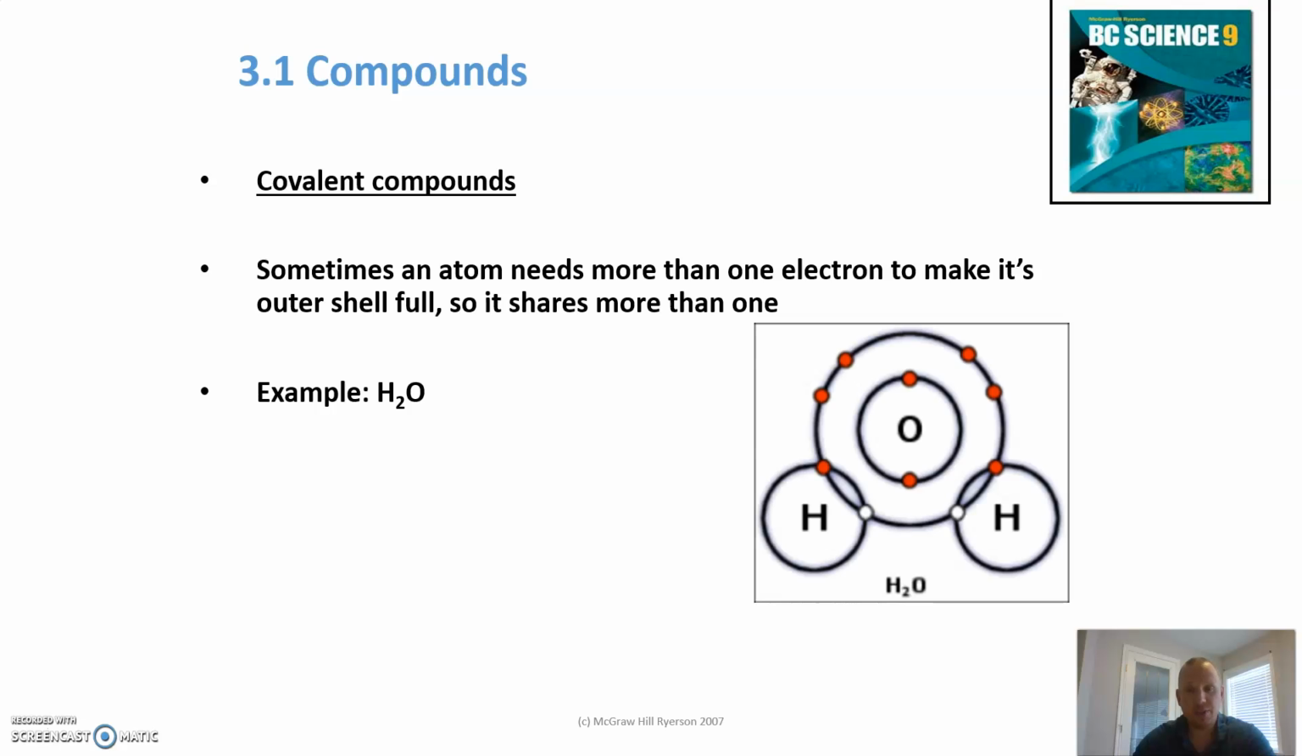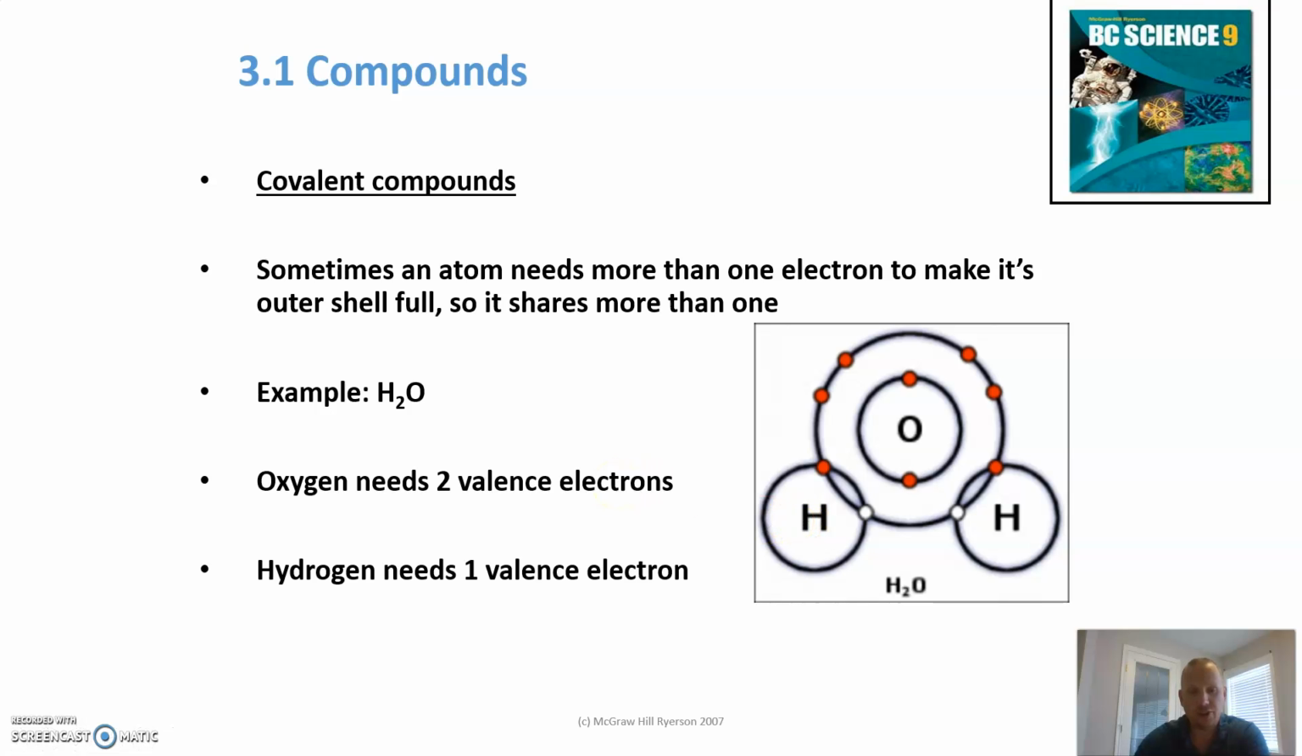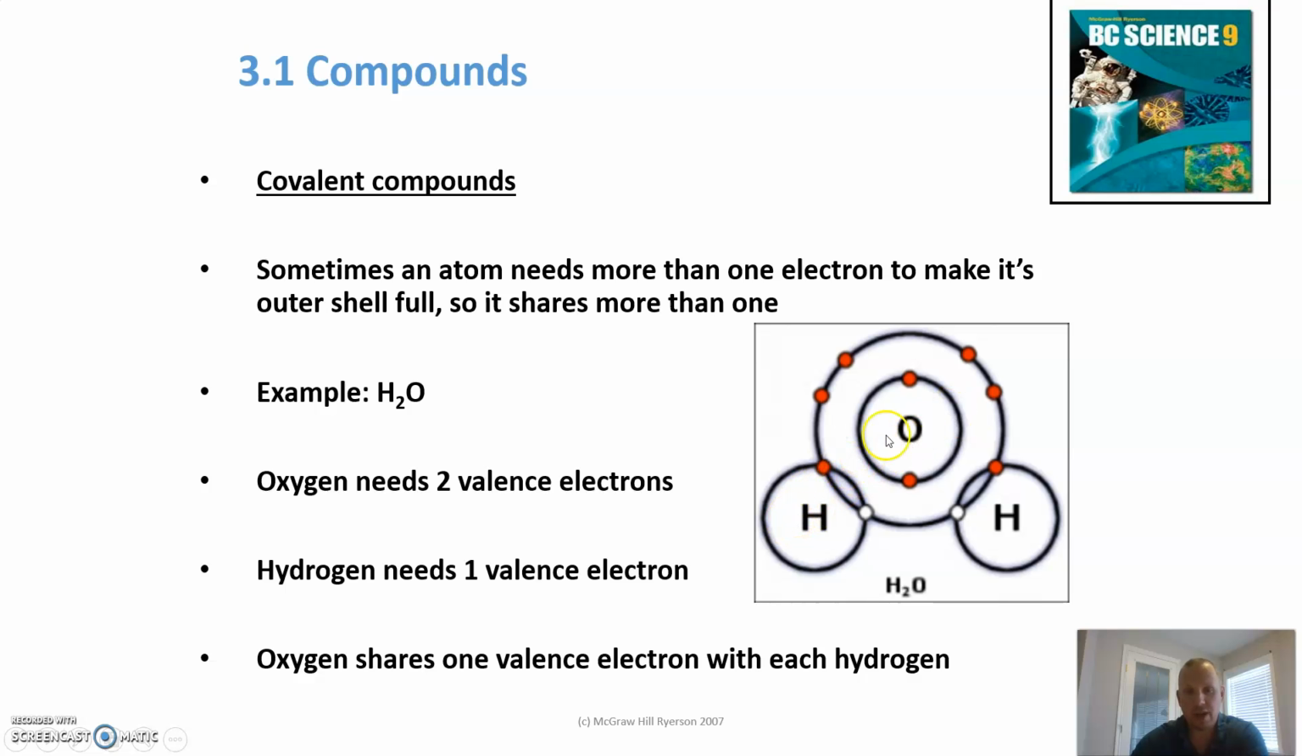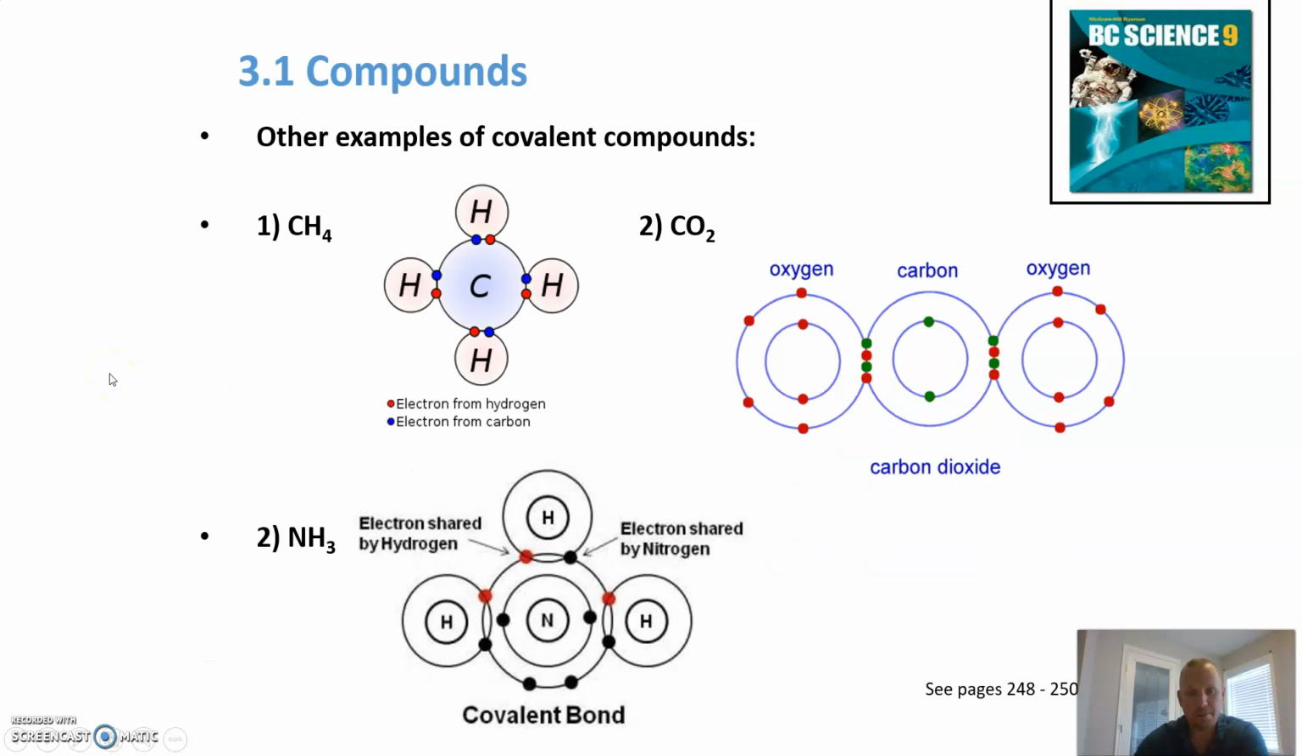In some examples here, like we see with water, water is a covalent compound. Oxygen needs 2 valence electrons, so it shares 1 with 1 hydrogen and 1 with another hydrogen. These covalent compounds can get pretty complex. We're not going to deal with them in Science 9. I just want you to know what they are. Covalent compounds are compounds where nonmetals share electrons.